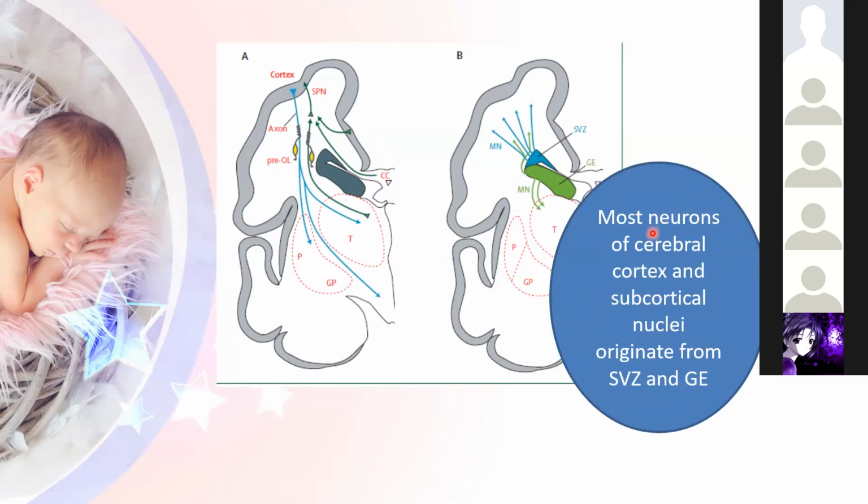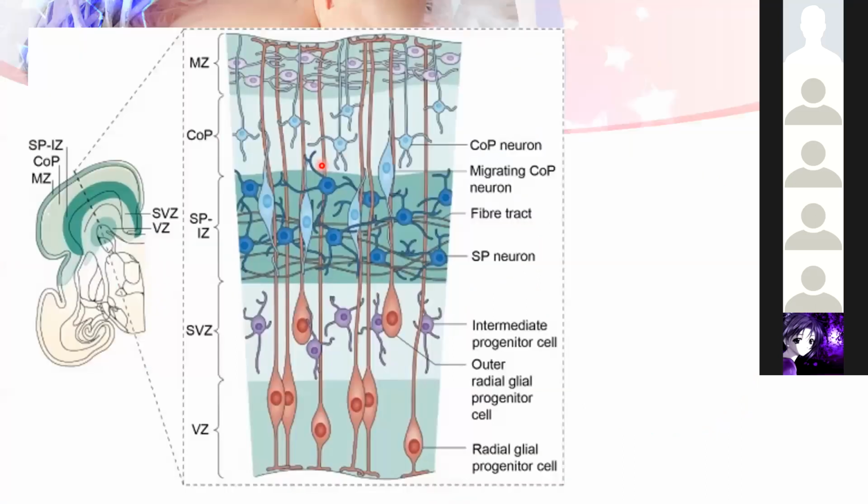Most of the neurons of the cerebral cortex and the subcortical nuclei originate in the subventricular zone or in the germinal eminence zone, and these are more prone to injury. So when you have injury to these, your neurons will be affected in the cortex as well as in the subcortex. And as already mentioned, there are a lot of tracts and axons passing through these regions. So injury to this region will affect your axons as well as your neurons. I have put the slide.